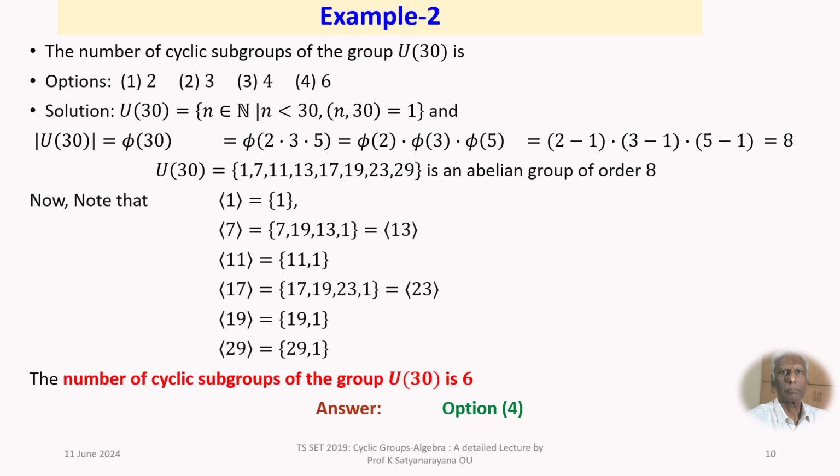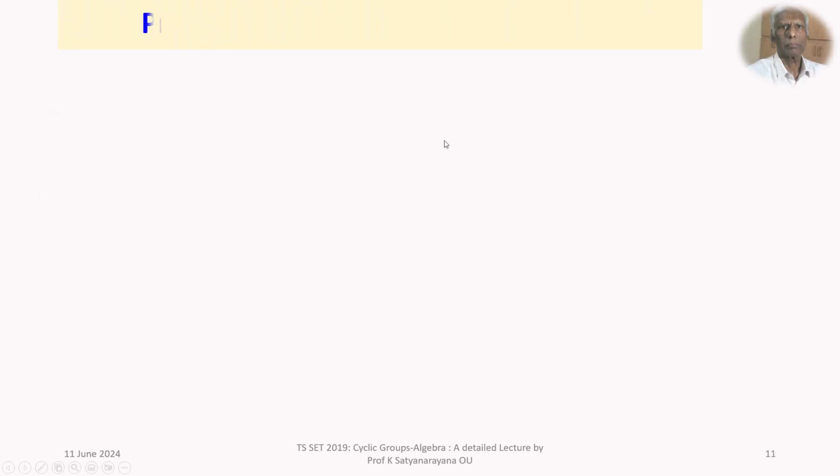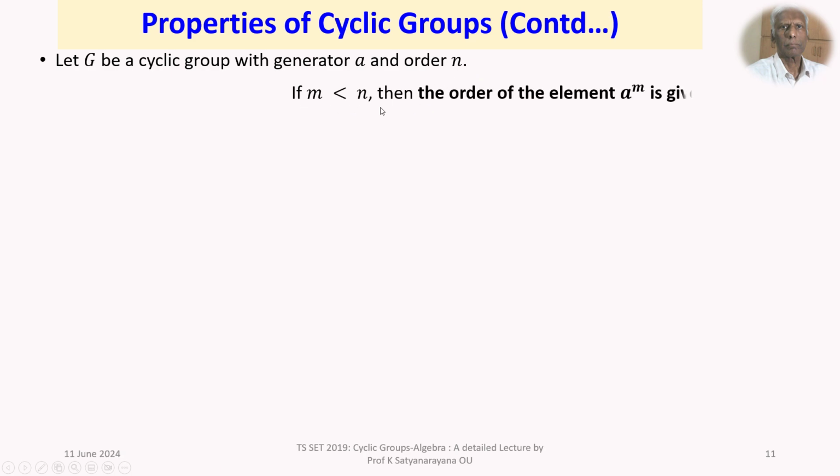We move to the next installment of the properties, and that is the last installment. Properties of cyclic groups continued. Now let G be a cyclic group with generator A of order n, and if m is less than n, what is the order of A power m? The order of A power m is given by n, the order of A, divided by the GCD of m comma n. That is the order of the element A power m. You have to remember this, and it is very important.